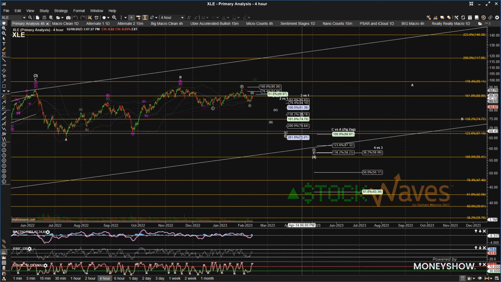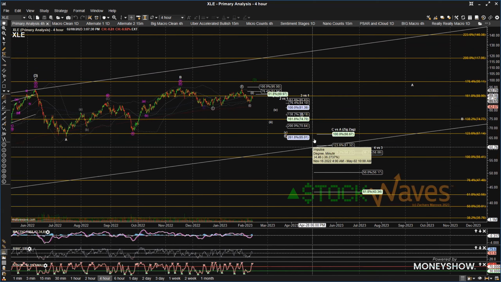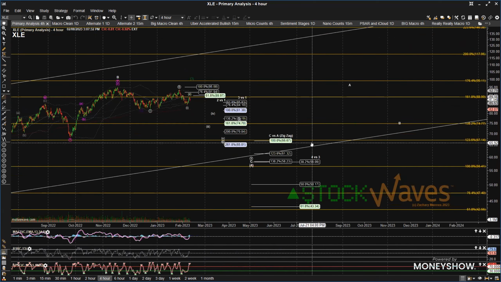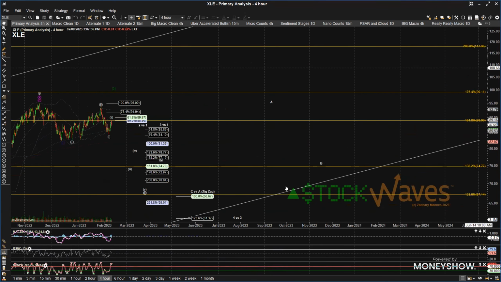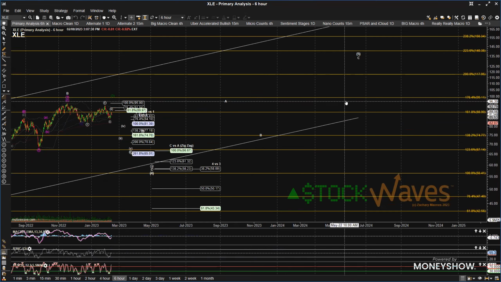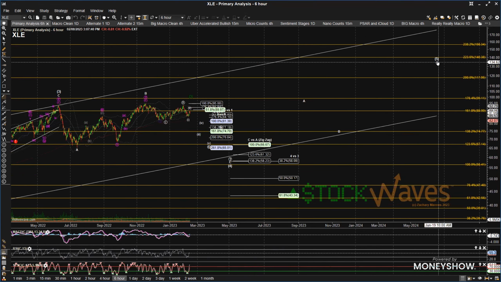But once they do hold support in that, ideally in the low 60s, we will be looking for a swing move up in energy names to new highs. Let's see if I can get that to show up. There we go. So that's one area that we'll be looking at.